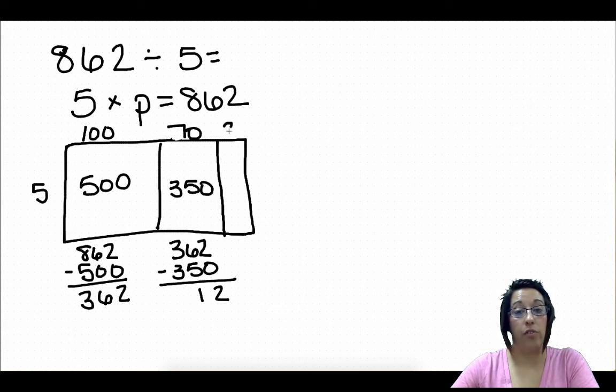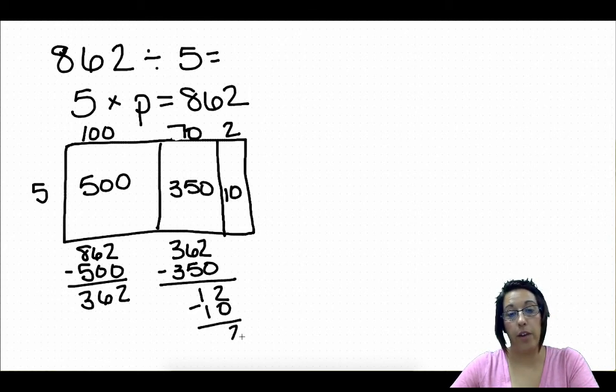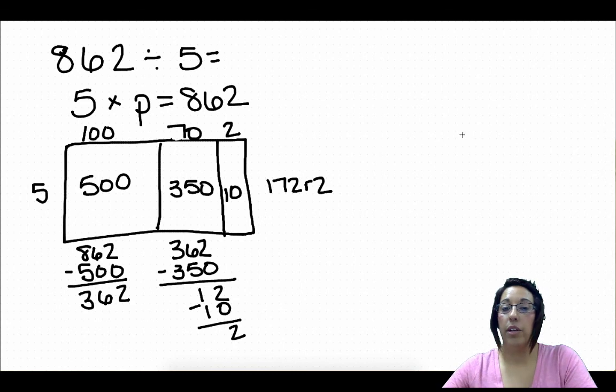5 will go into 12 2 times. That would be 10. And we would have a remainder of 2. So 172, remainder 2. So let's work the standard algorithm and check our work with our area model.